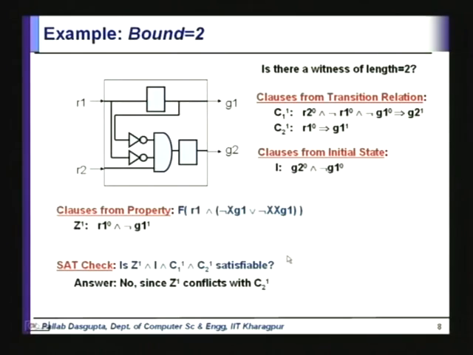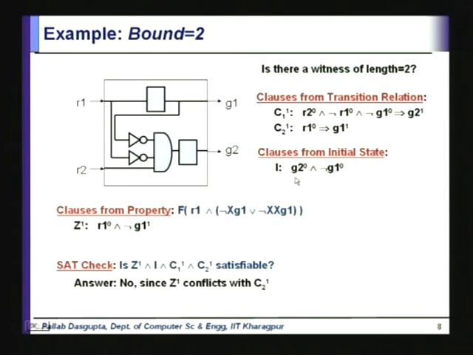Now, we start with the bound of length 2. So, let us say that our depth bound is 2. So, the question that we are essentially asking is, is there a witness of length equal to 2? So, we are going to create clauses from the transition relation, clauses from the initial state and clauses from the property. Clauses from the initial state is simple.